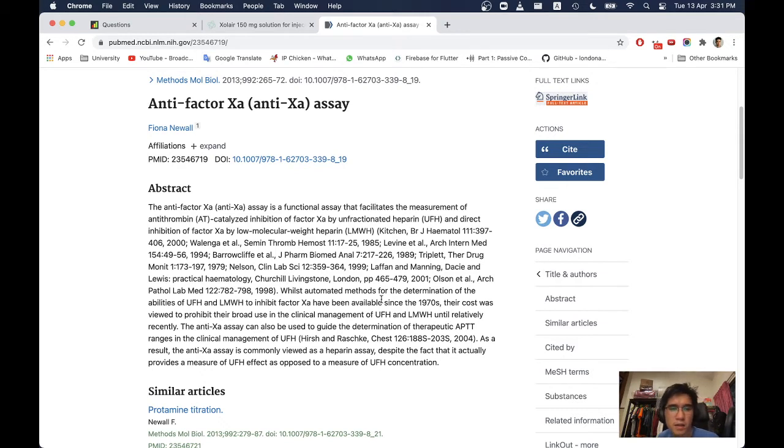The anti-factor 10A assay is a functional assay that facilitates the measurement of antithrombin (AT) catalyzed inhibition of factor 10A by unfractionated heparin and direct inhibition of factor 10A by low molecular weight heparin.